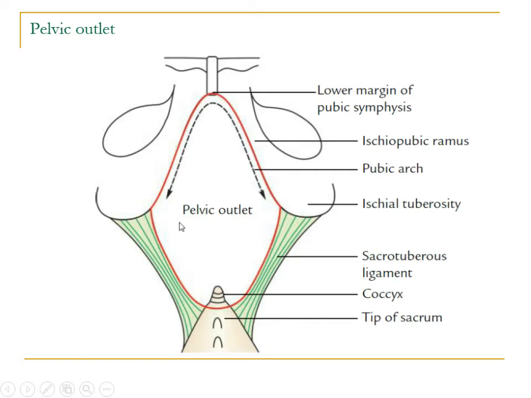This is the same picture again showing the pelvic outlet: the pubic symphysis in the midline, the inferior ischiopubic ramus on either side, the ischial tuberosity on the lateralmost side, the sacrotuberous ligament on the posterolateral side, and in the midline posteriorly the tip of the coccyx, which together form the boundary of the pelvic outlet.